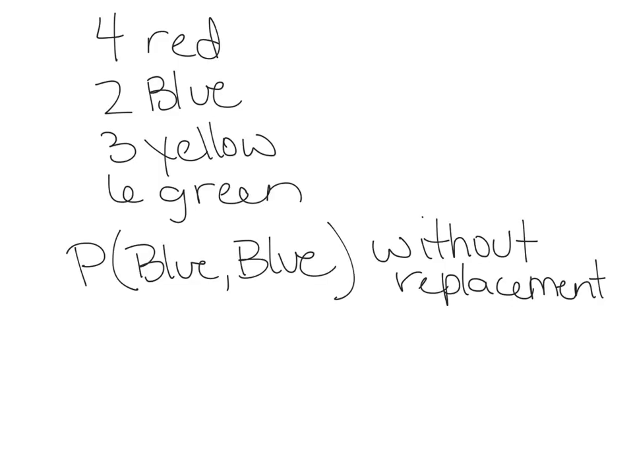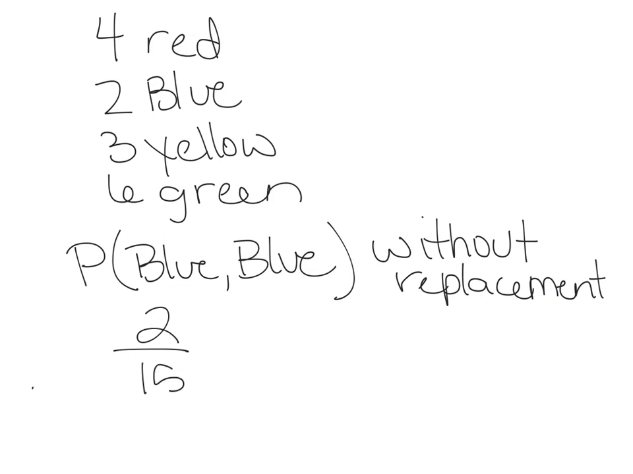Next situation. This time we have 4 red marbles in our bag, 2 blue, 3 yellow, and 6 green. What's the probability of picking out a blue marble the first time and a blue marble the second time, again without replacing our first choice? Picking out a blue one the first time would be 2, because there are 2 blue, out of, let's see, 4 and 2 is 6 plus 3 is 9 plus 6 is 15. So 2/15 of picking a blue the first time.